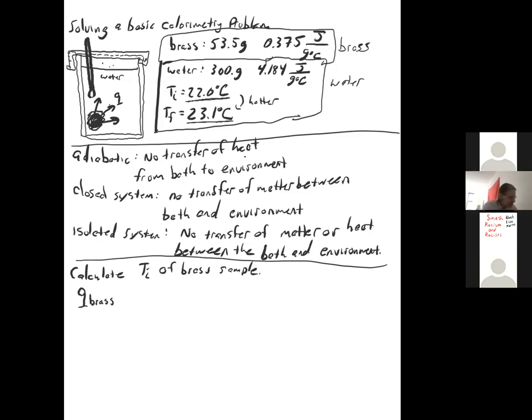Again, this is insulated, so we're assuming there's no loss of heat. So all the heat goes from the brass into the water. So here's how I'm going to write this. I'm going to write it as Q brass plus Q water equals 0. Now that might not be obvious to you why I'm writing that, but essentially what I'm doing here is called conservation of energy.